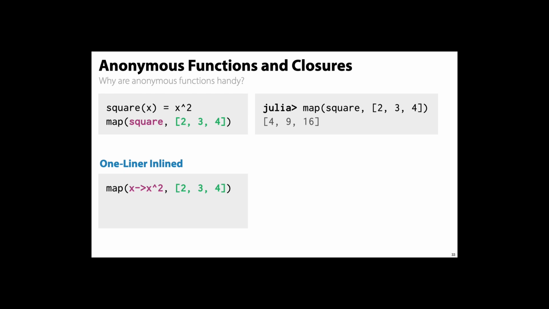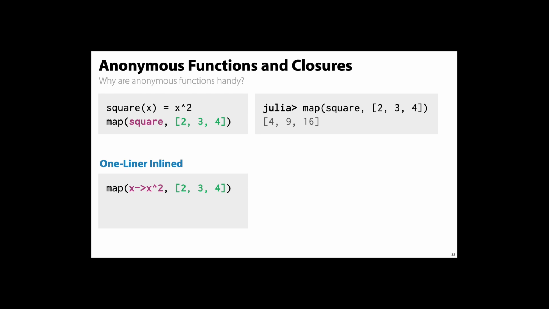Now in this case we don't really care that this function is called square. So we can just inline it, as you see in purple, with an arrow. So this is an anonymous function. It's just a function that takes an argument x and then squares it. We don't really use a name here. We're just providing the arguments.